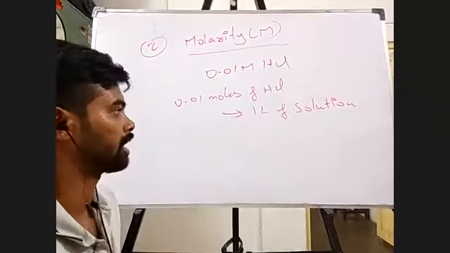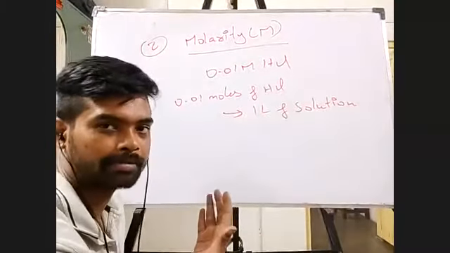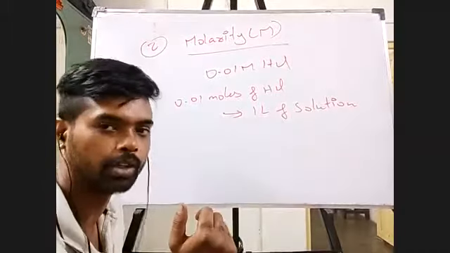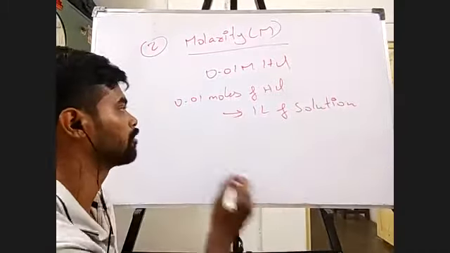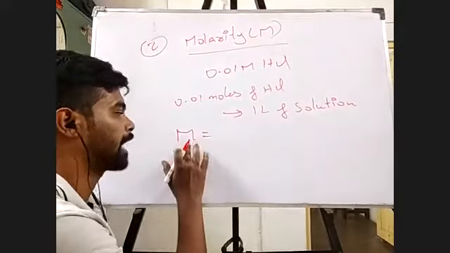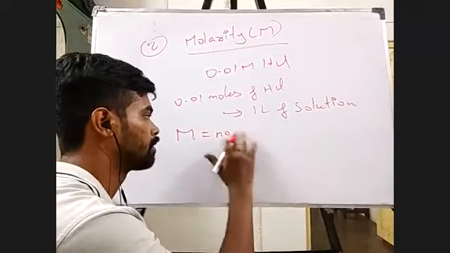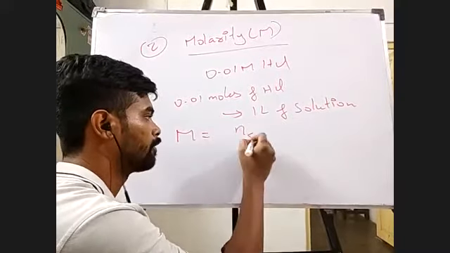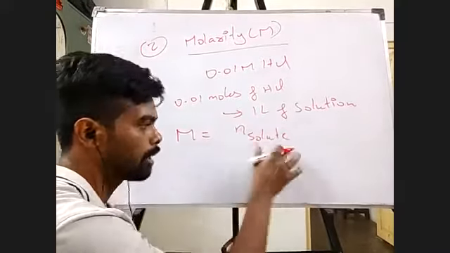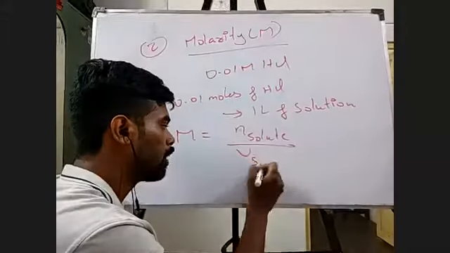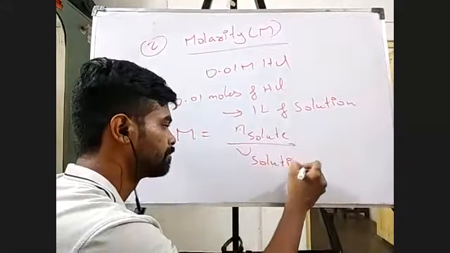Right? Okay, this is molarity. We are going to connect the number of moles with volume. Now I'll give you a beautiful formula for molarity. Capital M, molarity, is equal to the number of moles of solute, n solute, divided by the volume of solution.